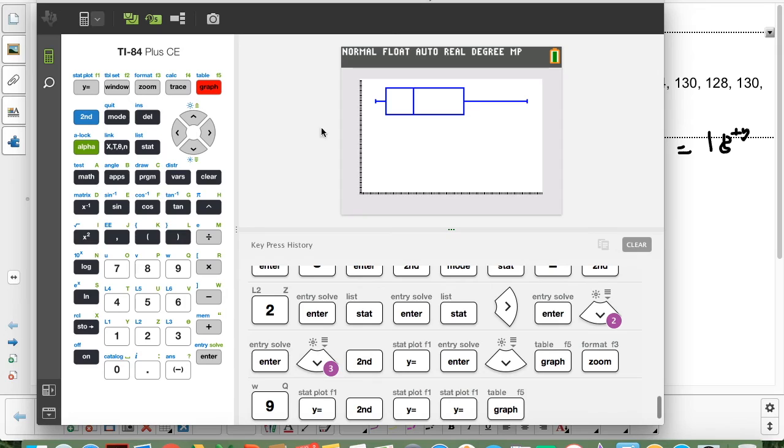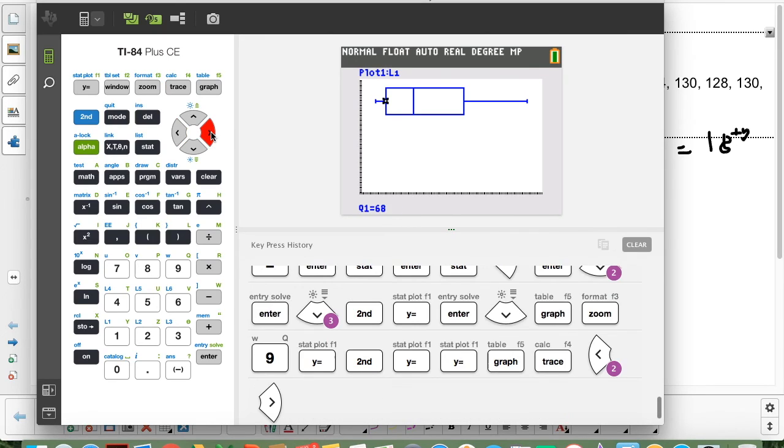Back to my graph. If I want to see what these numbers are, I hit the trace button. Left, right, tells me what they are. If there was an outlier, it would identify the outlier. And then it would put a point out there by itself. And then what it would put here is just the next highest number that's not an outlier.